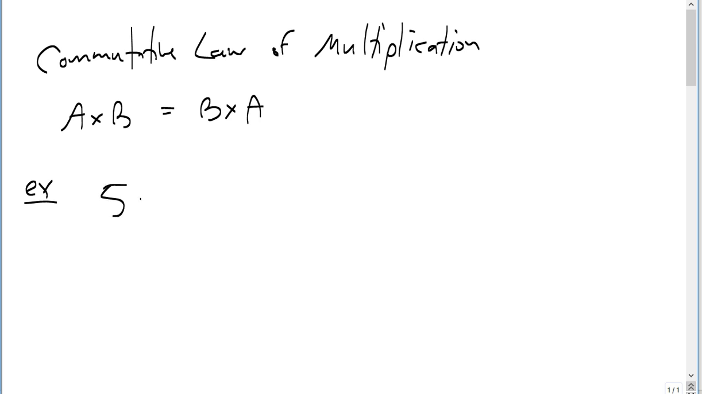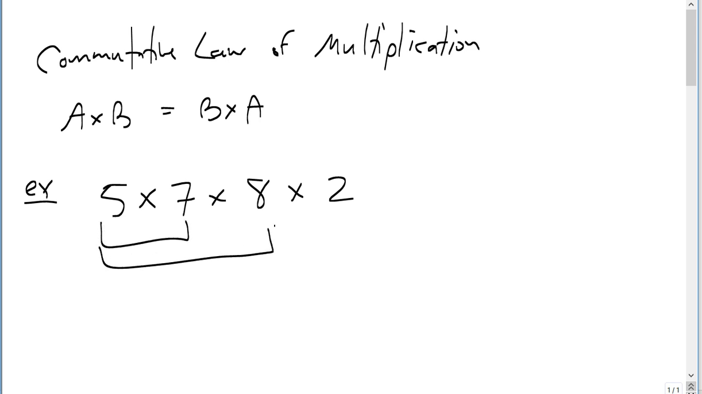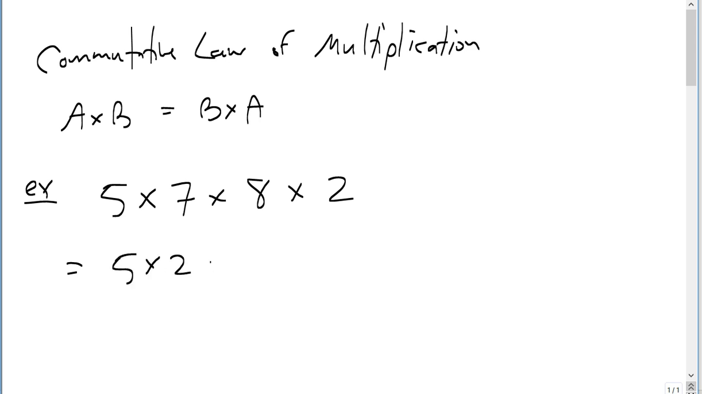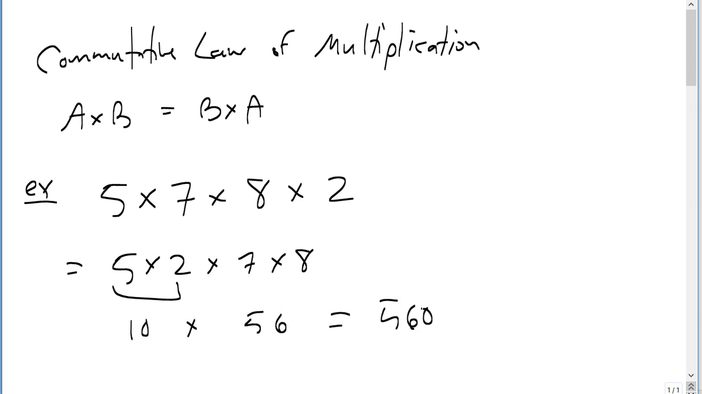So if someone says, hey, what's 5 times 7 times 8 times 2, you don't have to do 35 and then multiply 35 times 8 and then double that. No, what you could do is you could be like, hey, 8 times 7 is 56, 5 times 2 is 10. So you could kind of rearrange it. You could be like, oh, this is 5 times 2 times 7 times 8, and this is 10 times 56, which is 560.